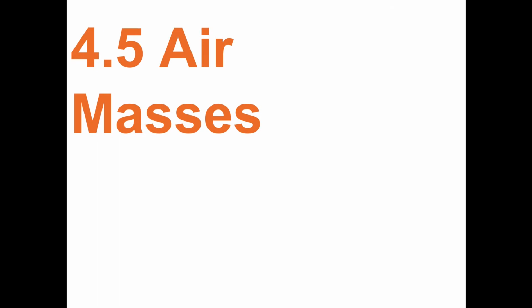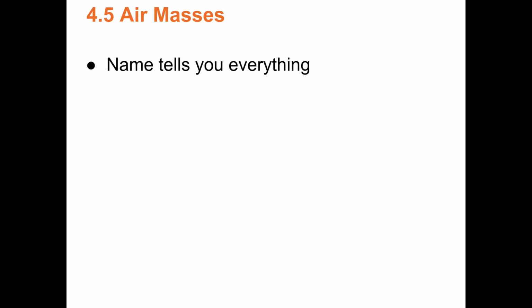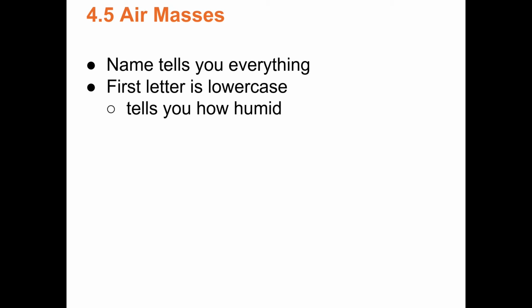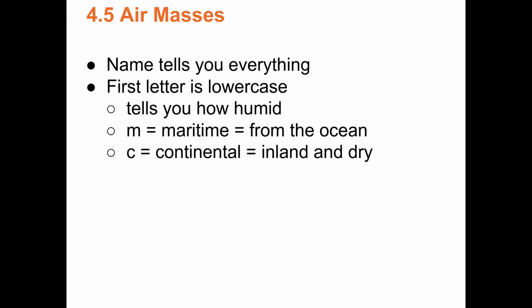So first off, air masses. The name tells you everything you need to know about the air mass. They have a 2-letter system for designating air masses. The first letter is lowercase, and tells you how humid that air mass is. M for maritime, from the ocean, moist. C for continental, it's inland and it's dry. So the first letter tells you the humidity.